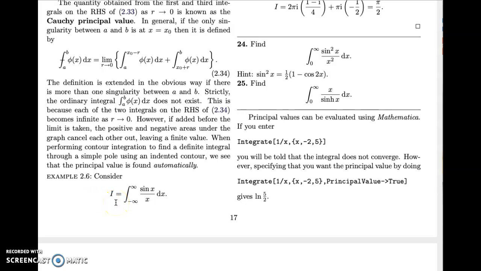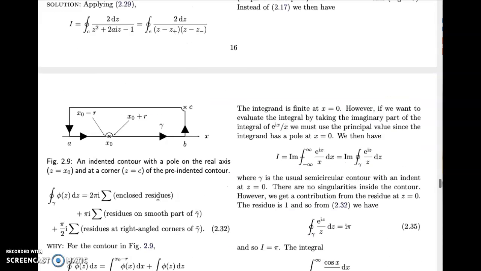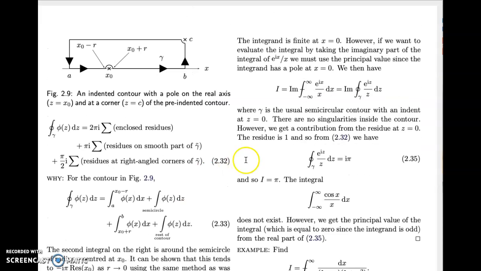So let's do an example. Sine x over x. How can we integrate that? Well, this integral obviously has a removable singularity at x equals 0. So the integral itself doesn't need a line here. It's finite at x equals 0. But if we want to actually evaluate the integral, how can we do it?